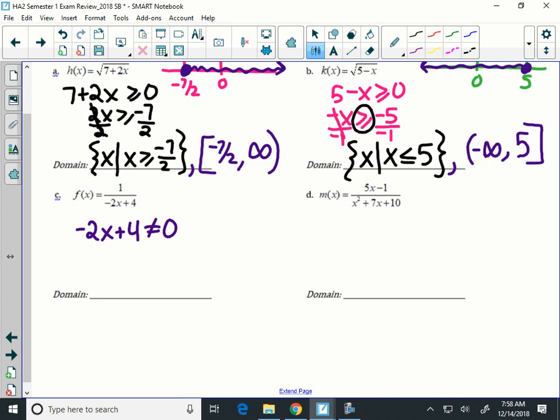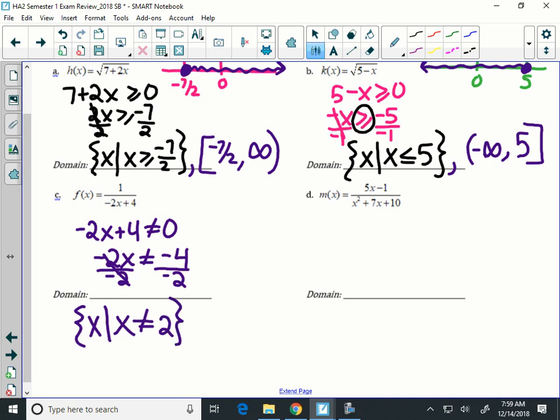So I would subtract 4 from both sides and get -2x is not equal to -4. And then divide by -2. Right? This one, we only are going to use set notation. You want the x's such that x is not allowed to be equal to the value of 2. That is the one number. x can be anything else except 2. And I'll show you why.